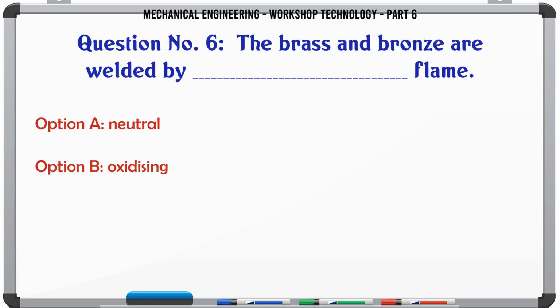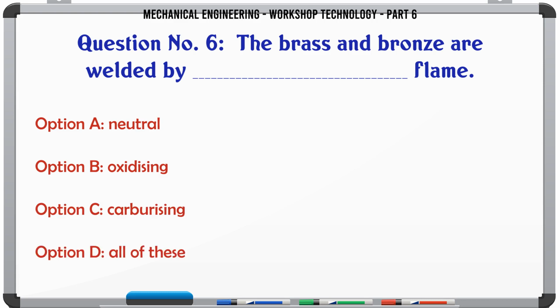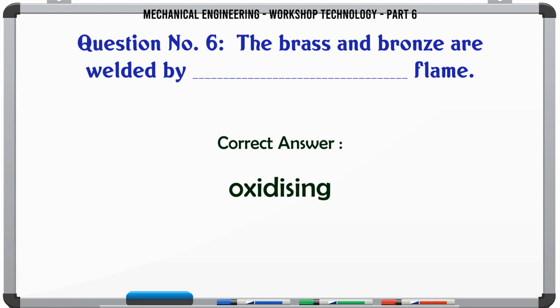The brass and bronze are welded by flame. A. Neutral. B. Oxidizing. C. Carburising. D. All of these. The correct answer is oxidizing.